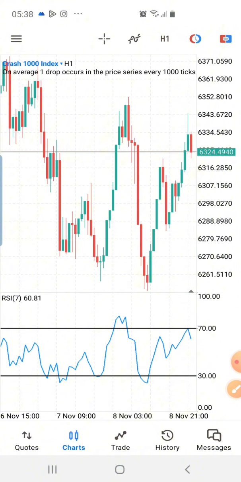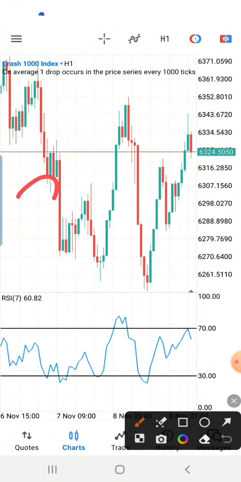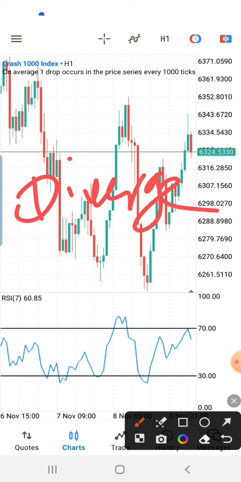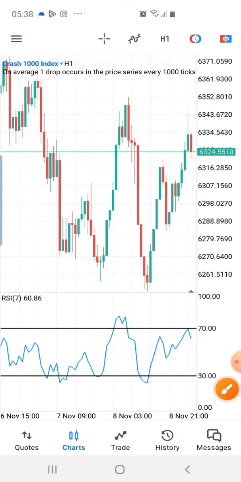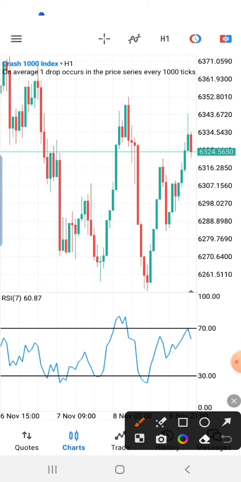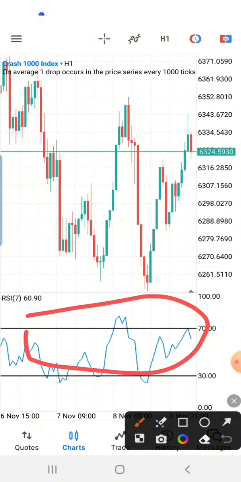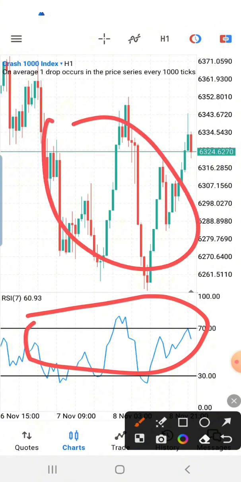So we are going to be using what is called divergence. I know most of us have heard about it, or we know it. Divergence is simply when an indicator, just like this RSI here, is saying something opposite to what the chart is showing us. When you are seeing something different in the indicator section to what you are seeing in the main chart.